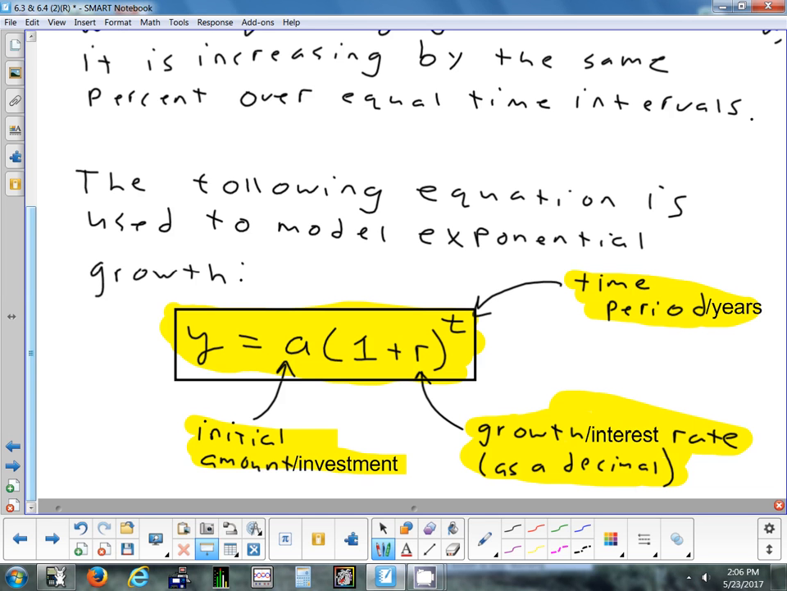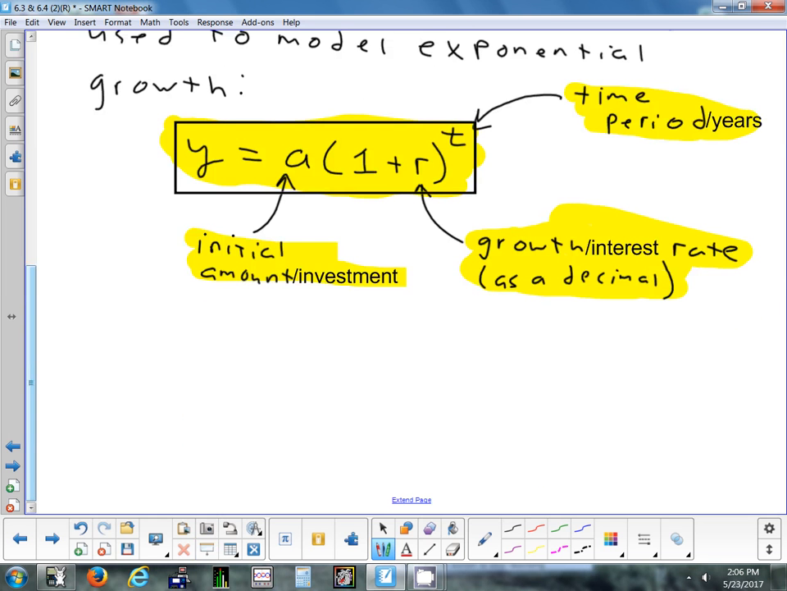T is measured in years, in case I didn't say that. Any problem we do, guys, T is always going to be years. And R is your rate as a decimal. So if you had 12%, you can't use 12% in the formula. What's 12% as a decimal? 0.12. Yep. Or what about 7%? 0.07. All right? So we always have to change our percent to a decimal.